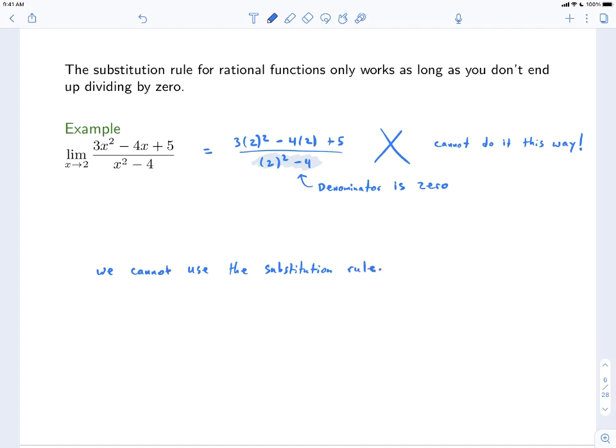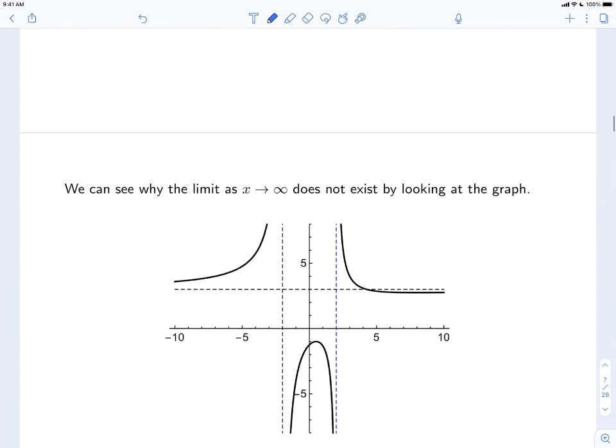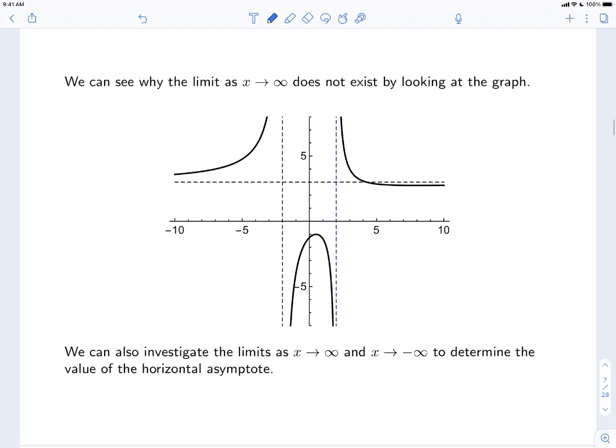If we look at the graph, we can see why. You can see that when x is equal to 2, which happens right about here, we have a vertical asymptote. We have an infinite limit. So the limit as x approaches 2 is either infinity if you approach from the right, or it's negative infinity if you approach from the left. You might notice from this picture that it looks like there's also a horizontal asymptote, which is right here. And we can investigate the limit as x goes to infinity, or x goes to minus infinity, to determine the value of this horizontal asymptote.